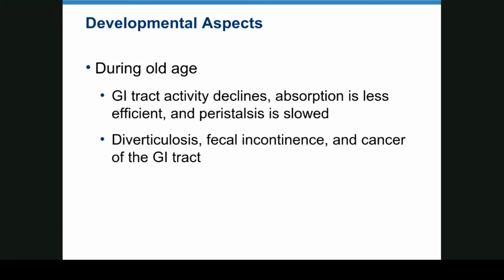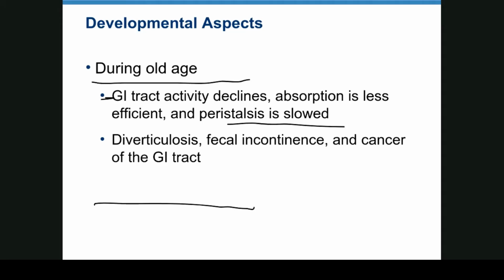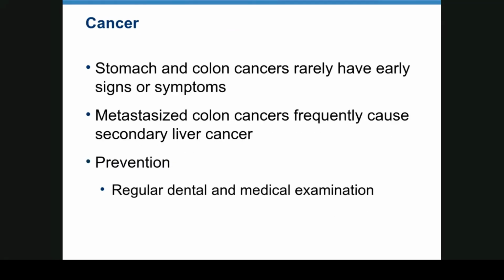Now, developmental aspects during old age, GI activity declines, absorption is less efficient, and peristalsis is slow. Diverticulosis, if this is a normal wall of a gut, a diverticulum has pouches that pooch out, so this will be the rest of the gut, and you can get little infections in these areas. Fecal incontinence, cancer of the GI tract, or other homeostatic imbalances. Cancer of the stomach and colon rarely have signs or symptoms. The metastasized colon cancers cause liver cancer.